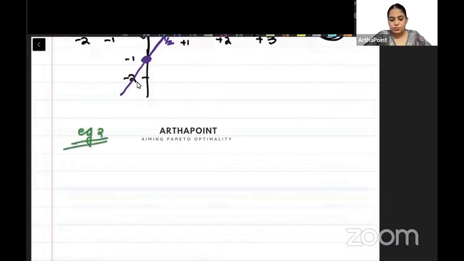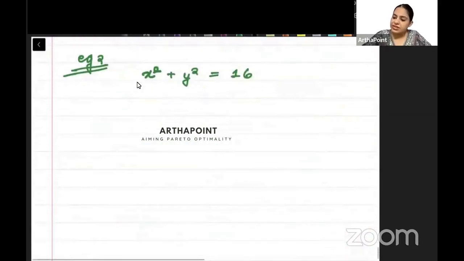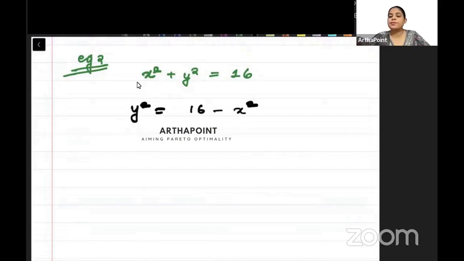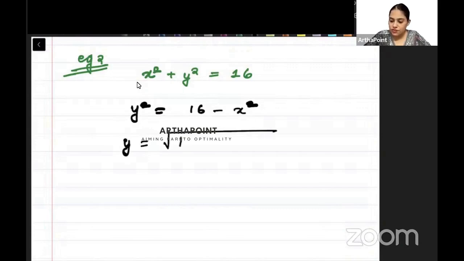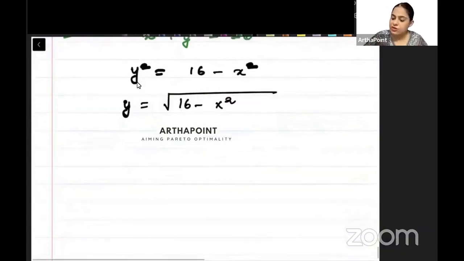Let's take another example. Example number 2. So you have x square plus y square is equal to 16. तो बेटा y के टर्म्स में ले लेते हैं. So y square will be 16 minus x square. Okay. So y will be under root of 16 minus x square. Right. Now what we will go ahead and what we can do is we can take different values. अलग-अलग values देना शुरू करेंगे.